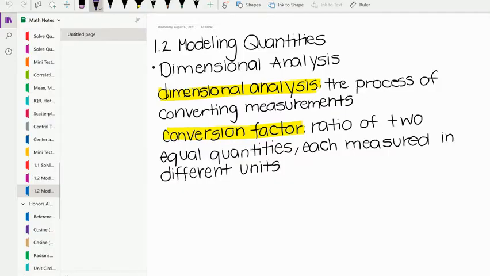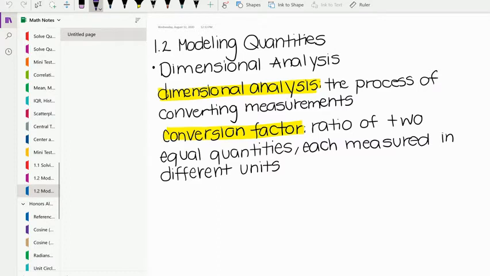This video is 1.2 modeling quantities, and specifically we're going to be talking about dimensional analysis. Just remember that you can pause this at any time to make sure you get these definitions down as well as the examples. So the first definition is dimensional analysis, and that is a fancy way of saying the process of converting measurements. So we're going to do things like convert inches to feet or minutes to hours. So it's just a fancier way of saying that.